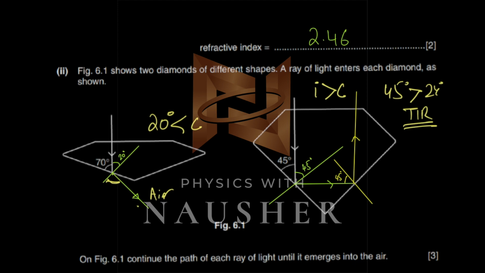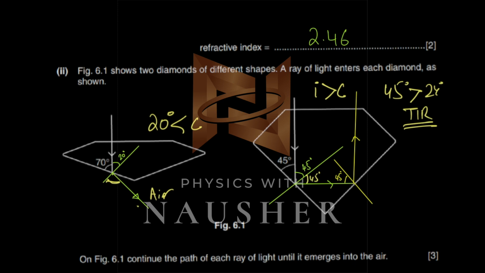And in reflection, the laws of reflection apply. So you know that this is the normal. This is angle of incidence. So this is going to be your angle of reflection. And it's going to reflect internally, reach this point. Again, when you make a normal, this angle will be 45. Again, 45 is more than 24.